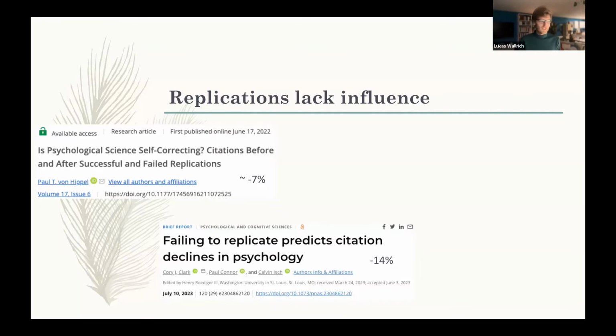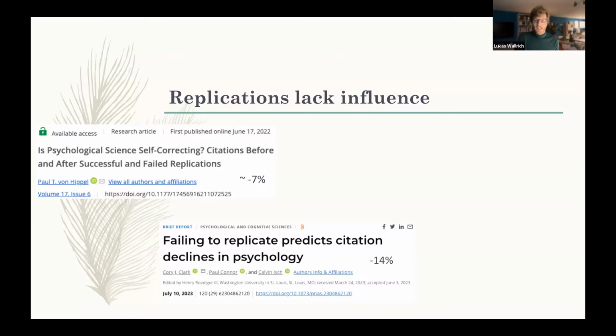So these two articles nominally come to contradictory conclusions, one saying replication failures don't affect citation rates, the other one saying they do. But whether citations of the papers that failed replication decrease by 7% or by 14%, I would argue either is not good enough, particularly given that very few of these papers that keep on citing sources that failed replication refer to the replication failure at all.